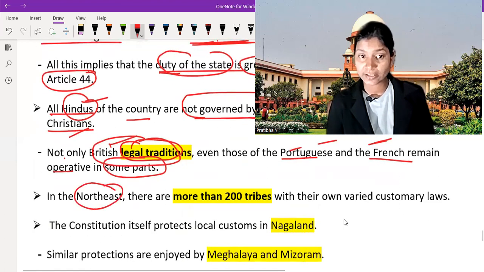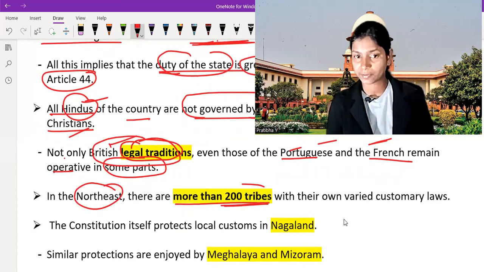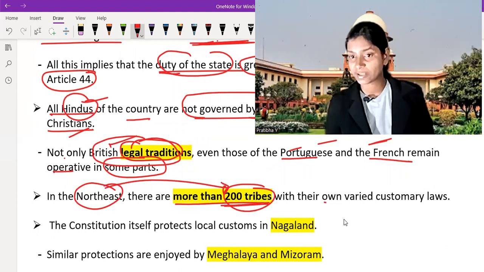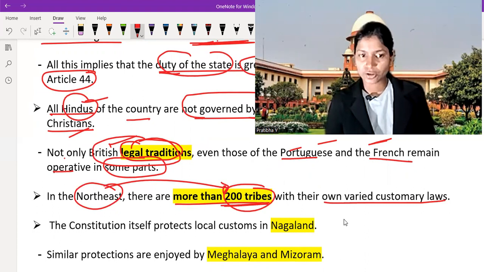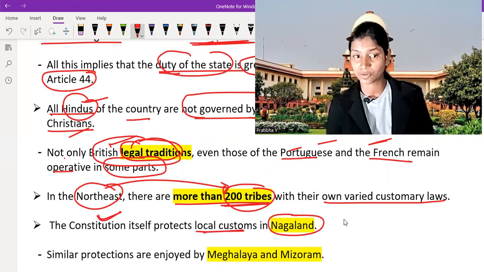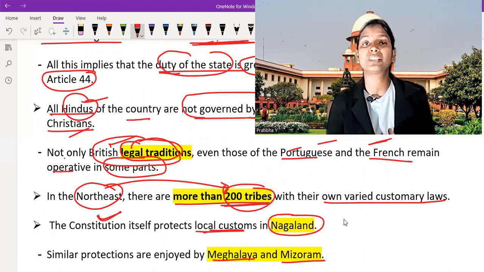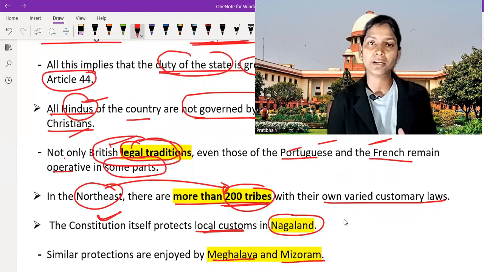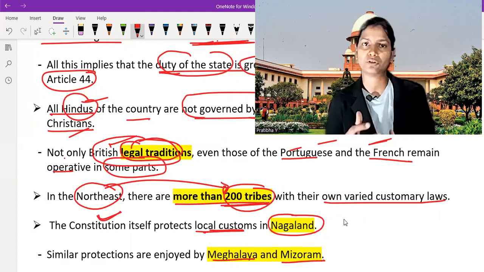In the Northeast region, there are more than 200 tribes with their own varied customary laws. The constitution itself protects local custom in Nagaland, and similar protection is enjoyed by Meghalaya and Mizoram. So all these points indicate that there is a great need to bring UCC, so that it can unify, with one law for all the people of our country.